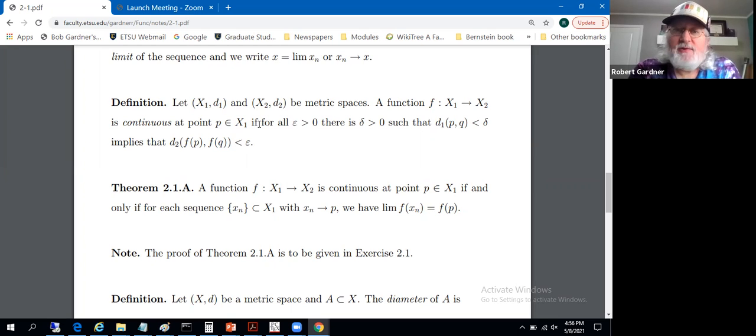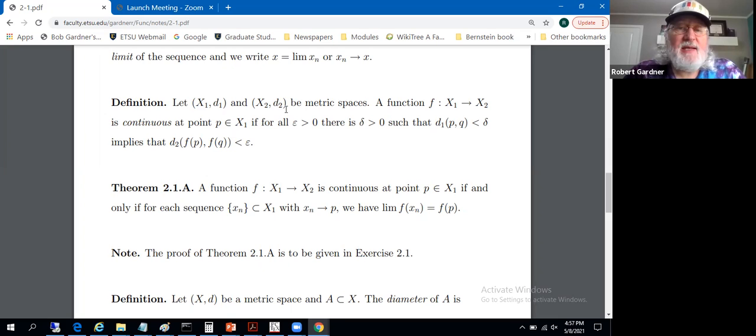I've got to deal with input and output values. There's a reason there are these two things: the epsilon and the delta, the epsilon for the y values and the delta for the x values. But we're measuring distances differently in the two metric spaces. One of them uses metric d sub 1 and the other one uses metric d sub 2.